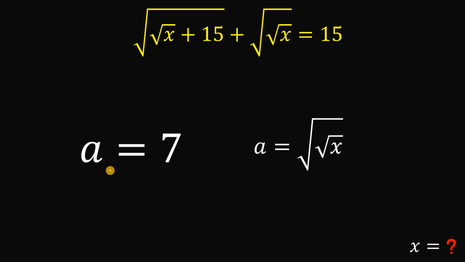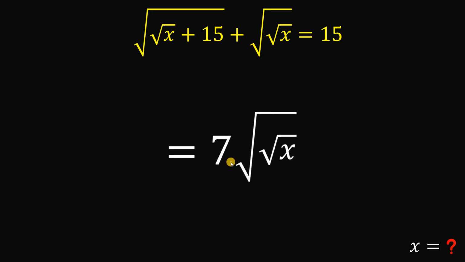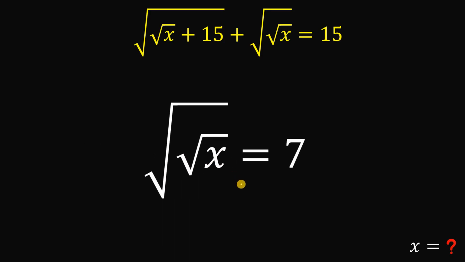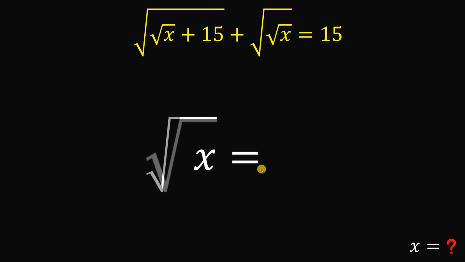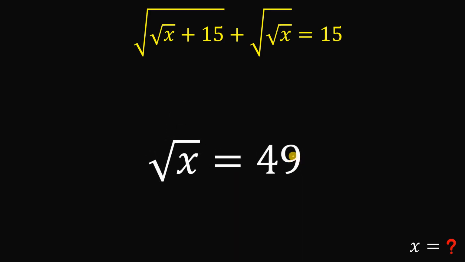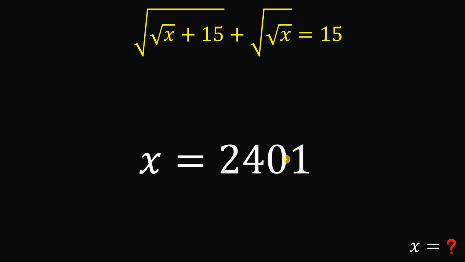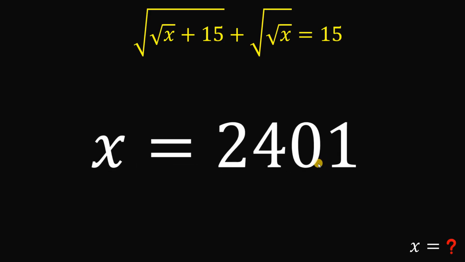Now we know a equals square root of x. So let's replace this a with square root of x. Now, to find the value of x, let's square both sides. So square root of x equals 7 squared, simply equal to 49. And again, square both sides to solve for the value of x. 49 squared equals 2,401. And this is our answer to this question.